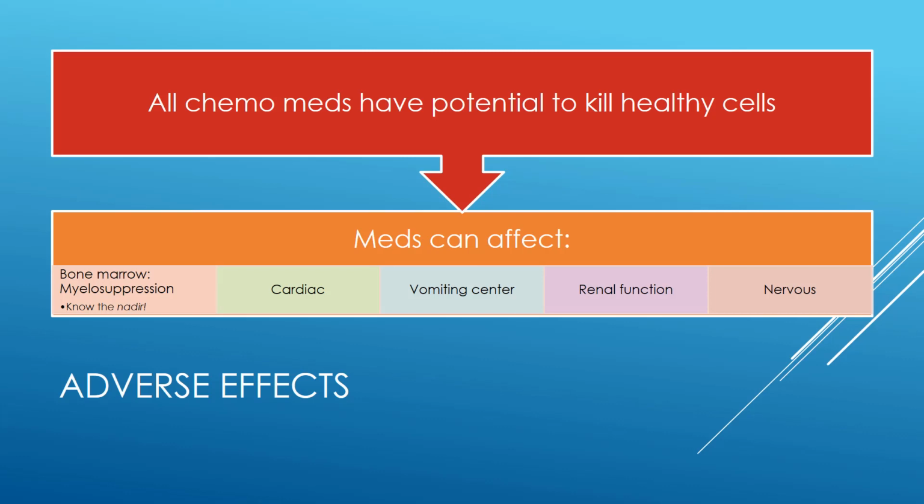Still, other chemotherapeutic meds, like alkylating agents, can cause infertility. Also, nervous system functioning can be affected by chemo meds. Vincristine can cause peripheral neuritis, so frequent neurochecks are needed.